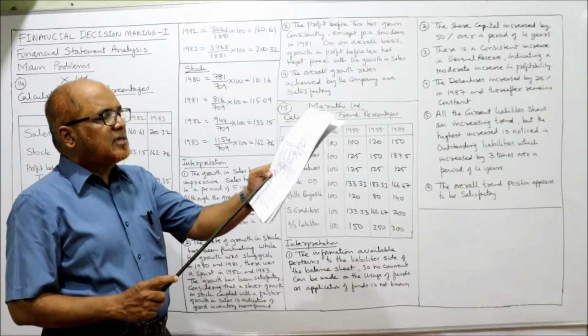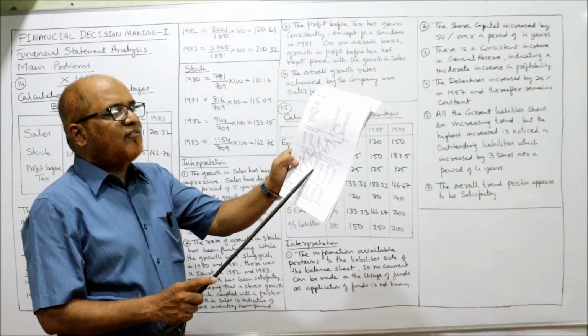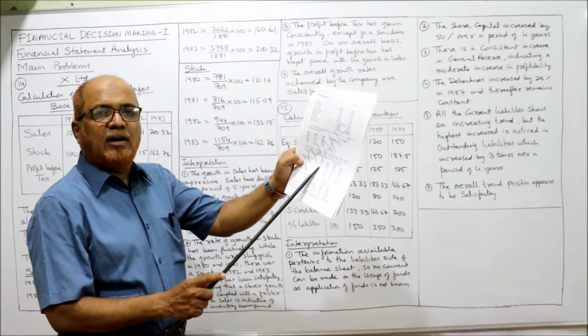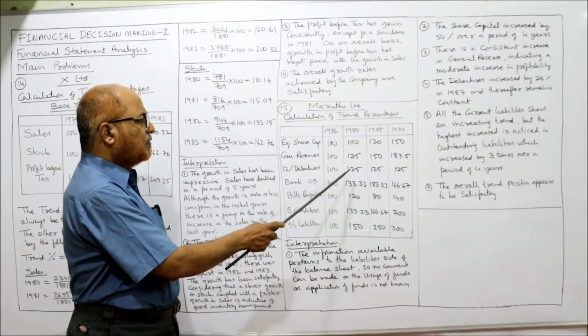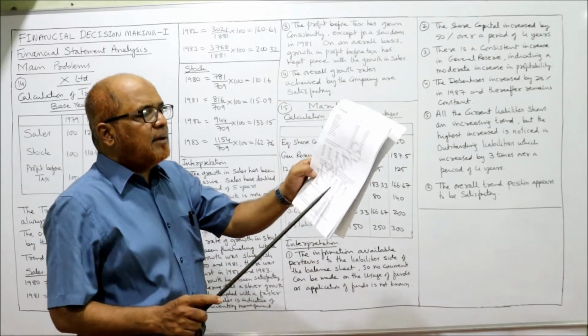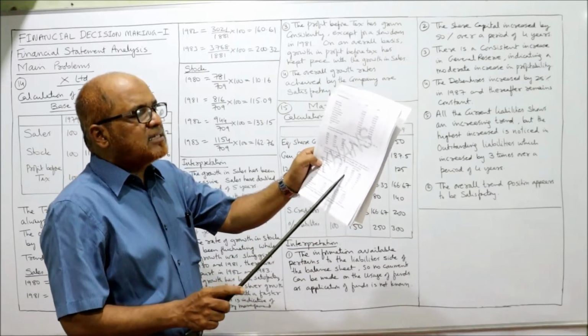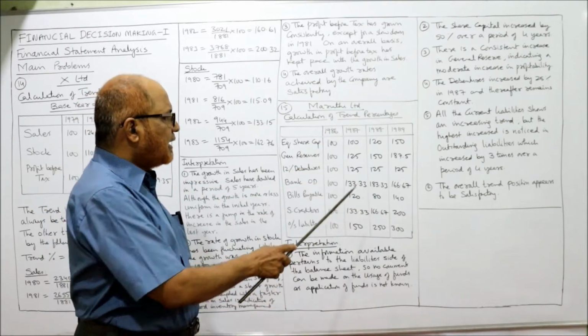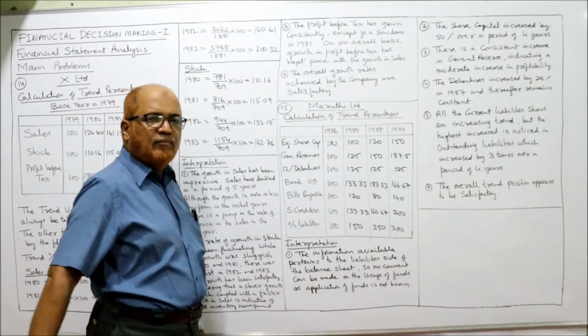Now debentures. Debentures are base year 400, current year 500. So 500 by 400 into 100, you will get 125. Then same 500 is there for 87, 88, 89, so same values, we will get 125, 125, 120.